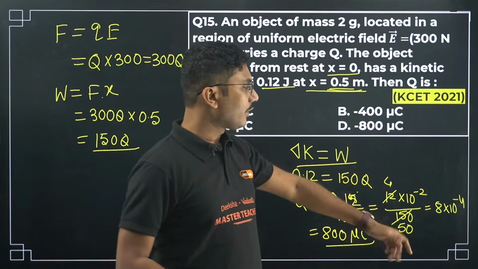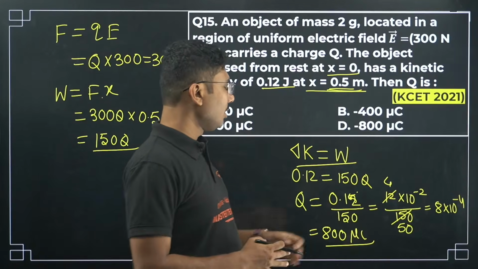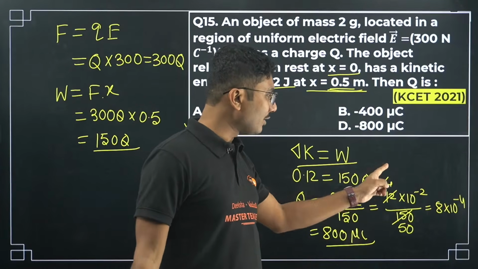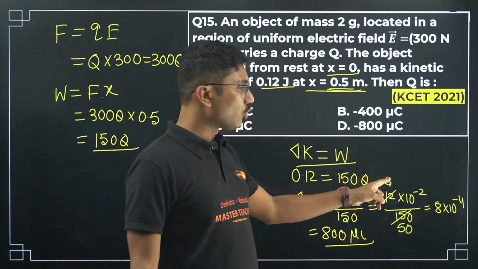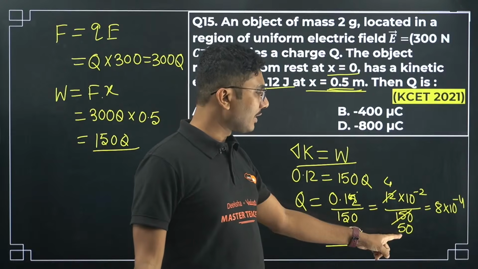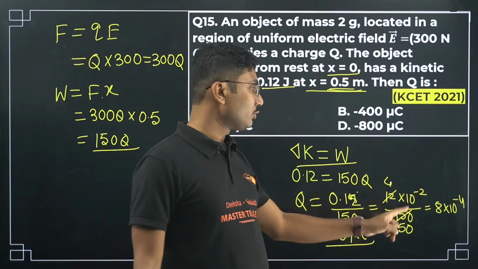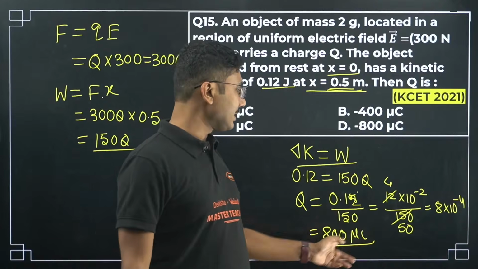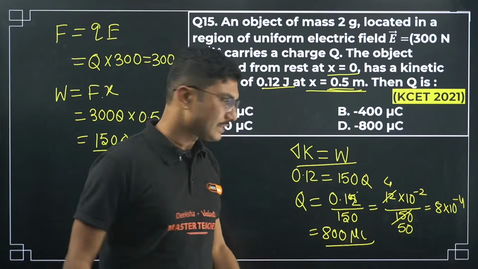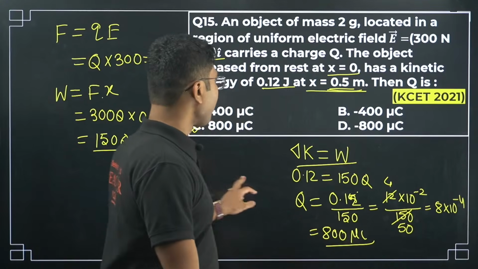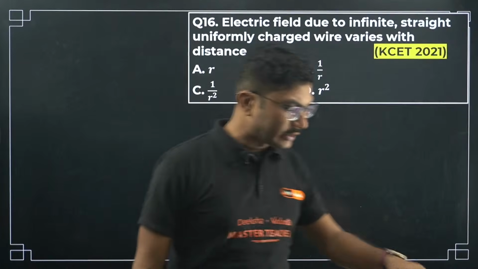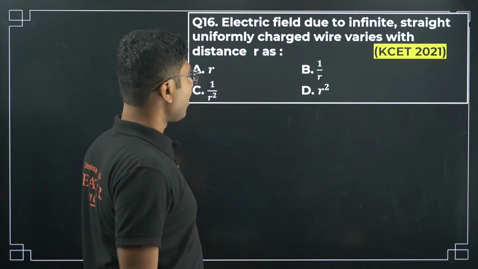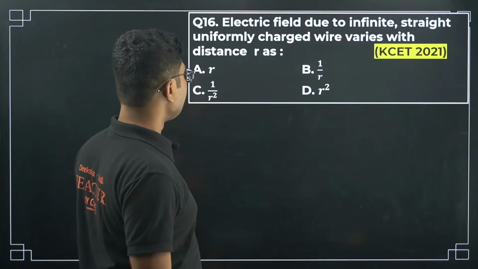This is the way to solve in case of division and all. If you are wondering how I have written it directly, I have multiplied 2 in the bottom and top, so 4 becomes 8, this becomes 100. 100 means 10 to the power of minus 2, and with the other minus 2, 10 to the power of minus 4, which can be written as 800 into 10 to the power of minus 6, that is microcoulomb. So be careful in the calculation part as well. Yes, everyone is correct. Option C was the correct answer.